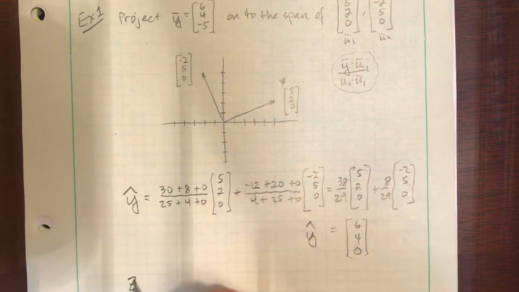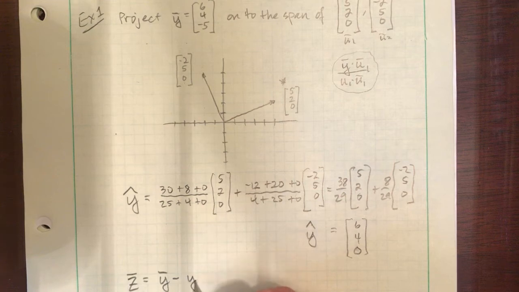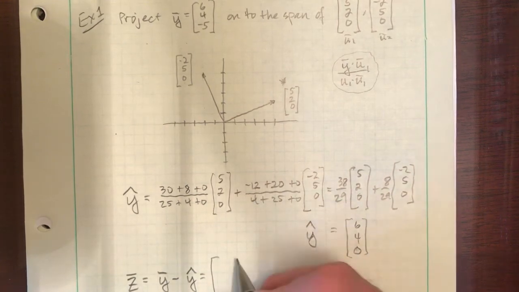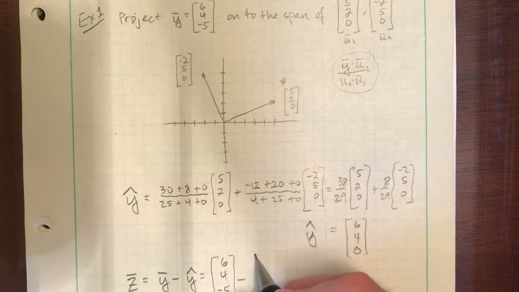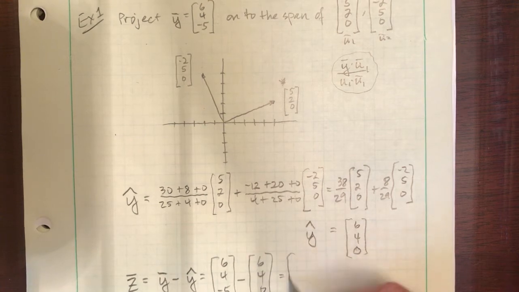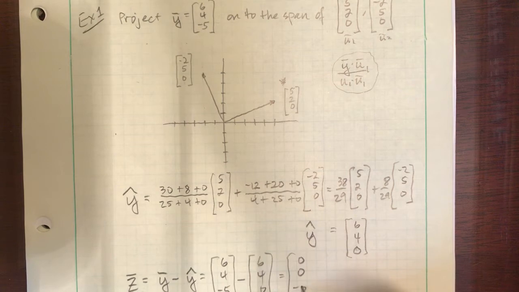This second piece, which I call the z vector, is just the original y minus the projection. So for us, that would be 6, 4, negative 5 minus 6, 4, 0. And that gives me 0, 0, negative 5.